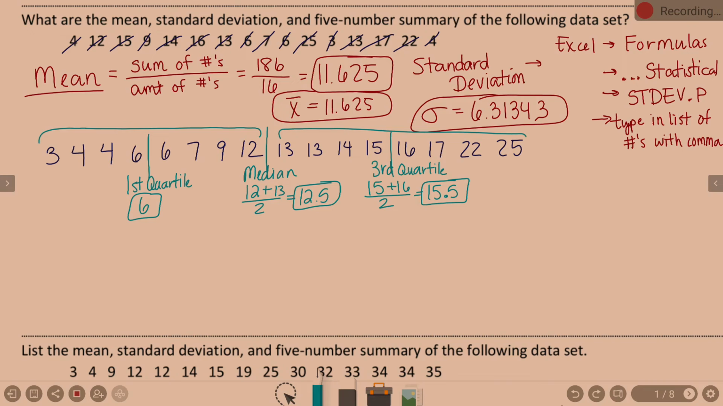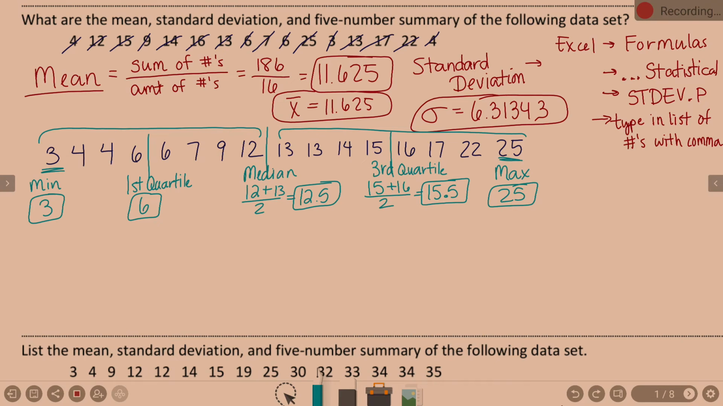Okay. 5-number summary. I have 3. The other 2 are easy. I need my minimum value and my maximum value. What's my minimum value? 3. And I need my maximum value. What's my maximum value? 25. Okay. Those are your 5-number summary.